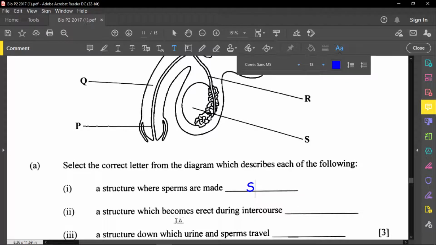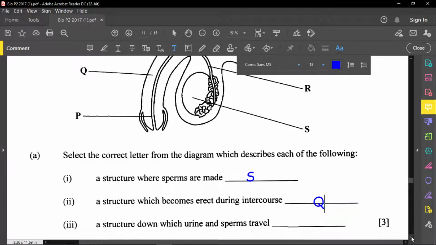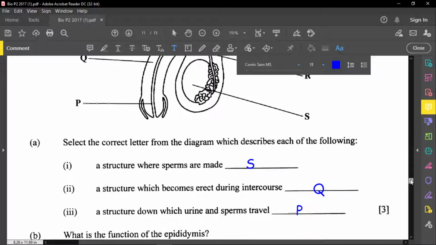Next one, a structure which becomes erect during intercourse, and that is the penis. In fact, Q is the shaft of the penis, so let's put Q right there. And that is filled with blood, because for it to become erect, it must be filled with blood. A structure down which urine and sperm travel, that is the urethra, and that structure is P. Sperm and urine do not pass through at the same time, because there is a membrane that will separate the urine from coming out if you're ejaculating. And so those are our letters there.